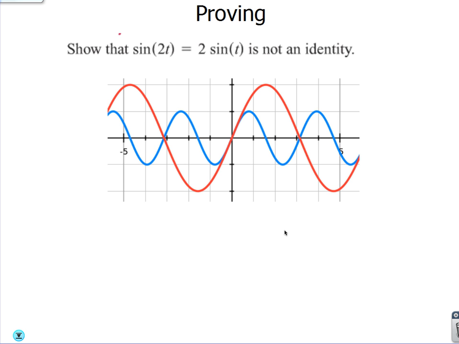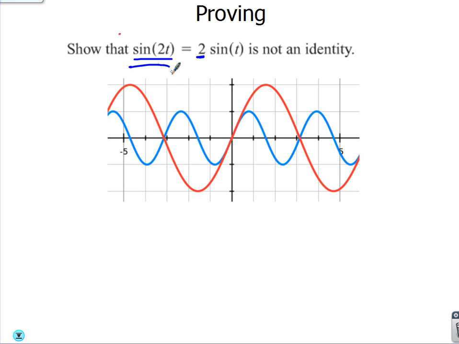Here you see graphs of the sine of 2t, which is the blue graph, and 2 times the sine of t, which is the red graph. The first thing that jumps out in my mind is to think about how your transformations work. On the second one, this 2 being multiplied out front, do you remember how that changes your amplitude? It's going to make it twice as tall. Well, there's nothing here that's going to make that graph twice as tall.